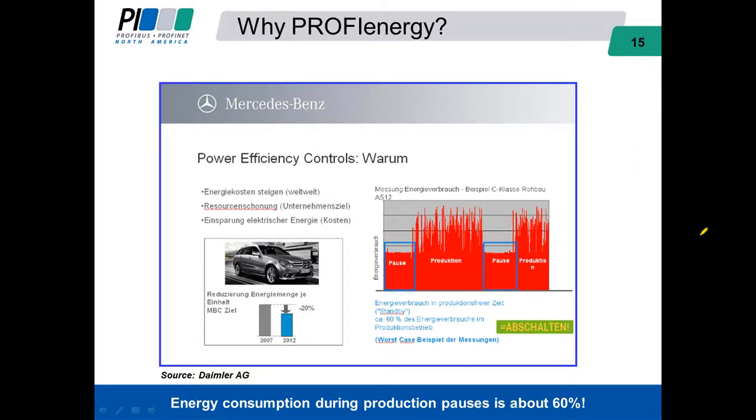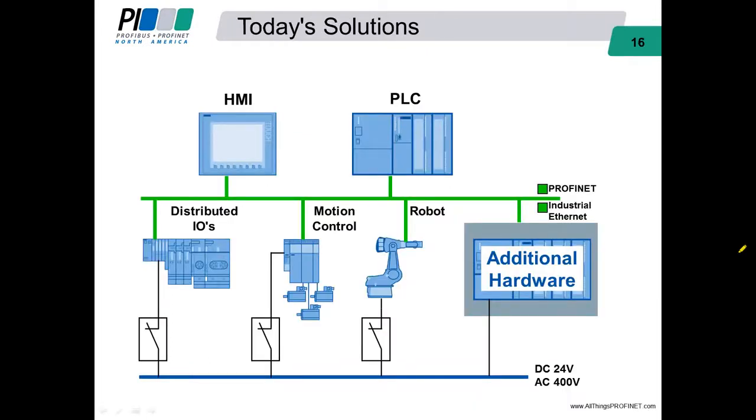We actually started down this PROFIenergy path due to a study that the folks at Mercedes-Benz and some of the other automotive companies did. What they discovered in their testing was that even when they were not making cars, they were using 60% of the energy as if they were. And they knew that this represented a potential savings area, and so they set themselves a goal of reducing their overall energy consumption by 20%. They then approached PI and said, PI, we've standardized on PROFINET for most of our automotive applications. Give us a multi-vendor solution that we can use to implement this energy savings, especially during production pauses.